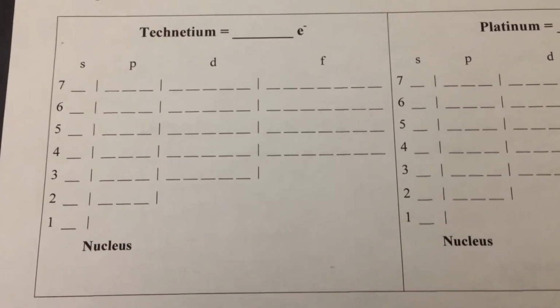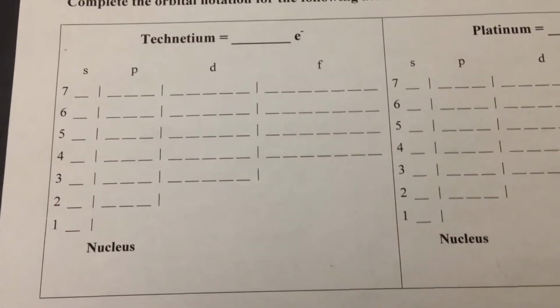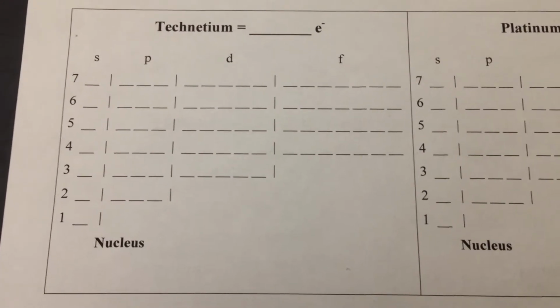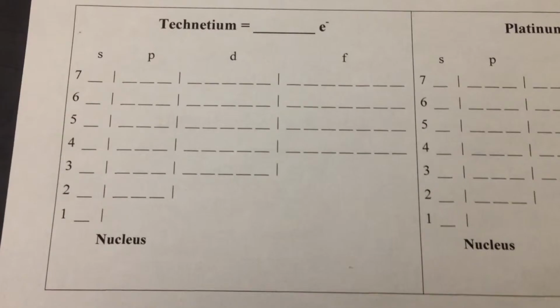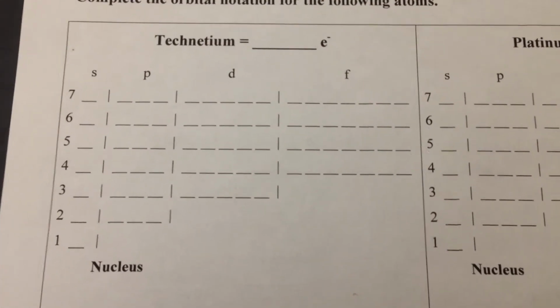I know that some people are still struggling with the idea of filling in these orbital diagrams, so I'm first going to do a quick review of that as I fill out a couple of these, and then I'm also going to translate them into electron configuration. So let's get started. We're going to start off with technetium first.